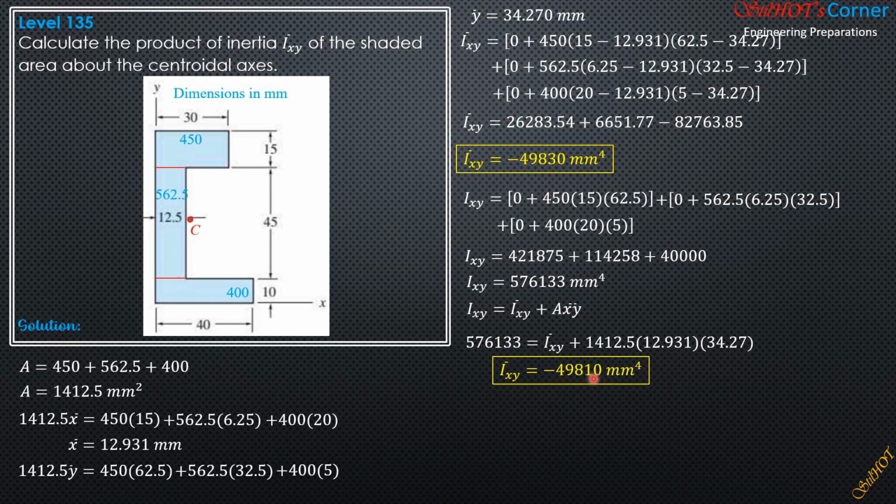So they are practically equal. And the reason for the very slight difference, it's 20 mm to the fourth. Do you think that is large? No, because if you compare that to the value, it's very, very small. So that's it for this problem.